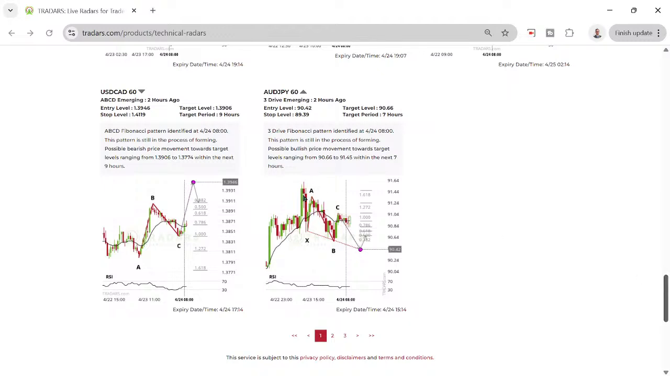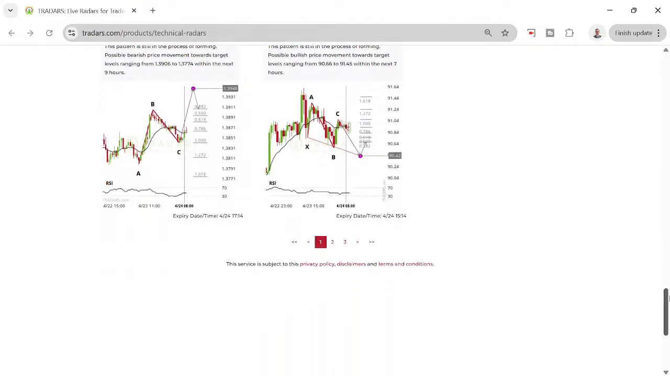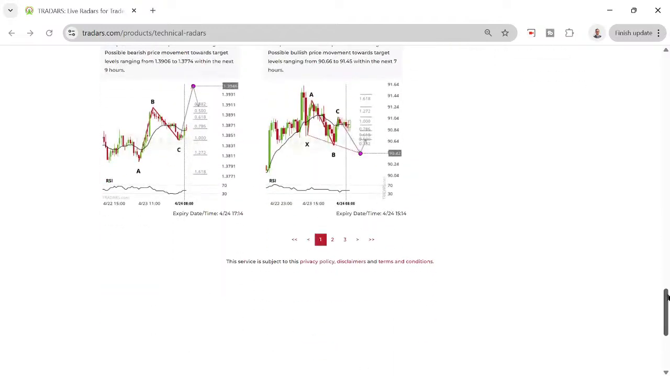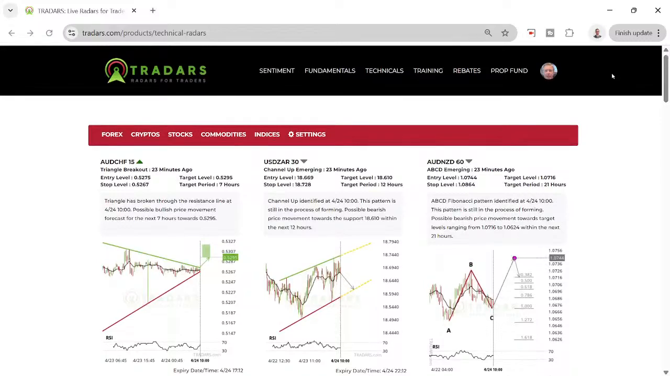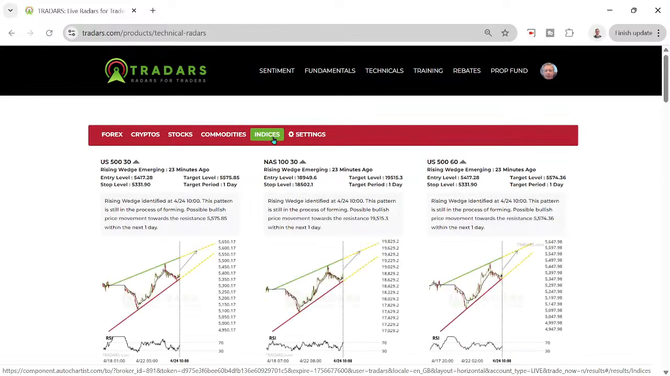Another 3 drive on an hour, suggesting up later. Ugh, this is messy. Messy. So we have 2 more pages of this stuff. Yeah. Let's take a look at the stock indices.